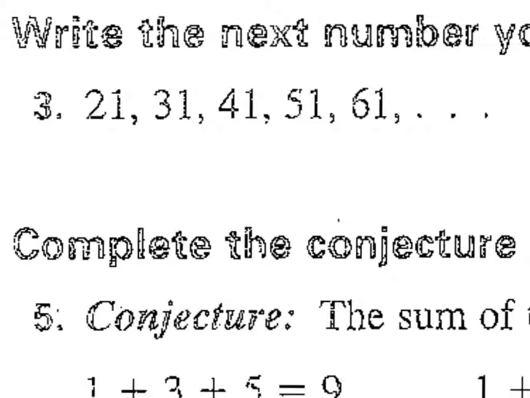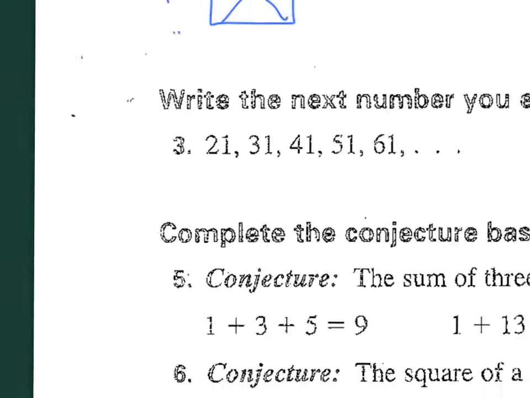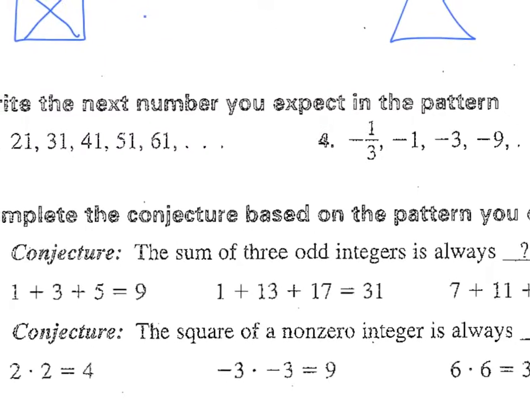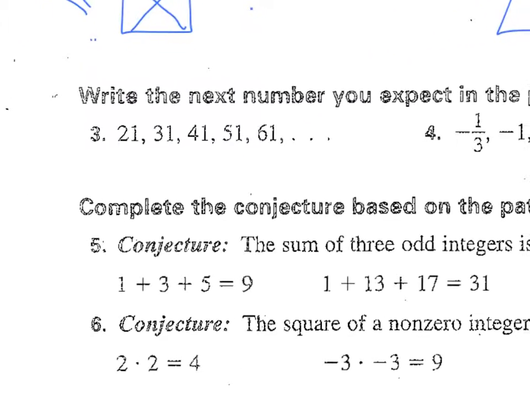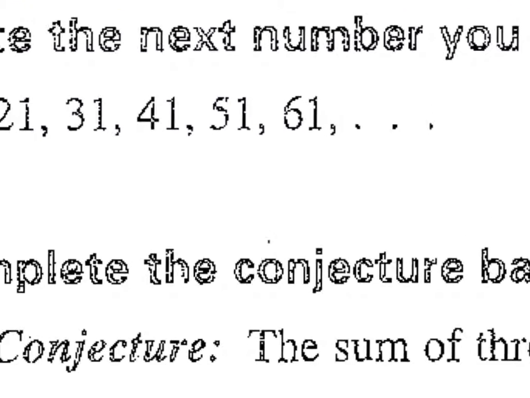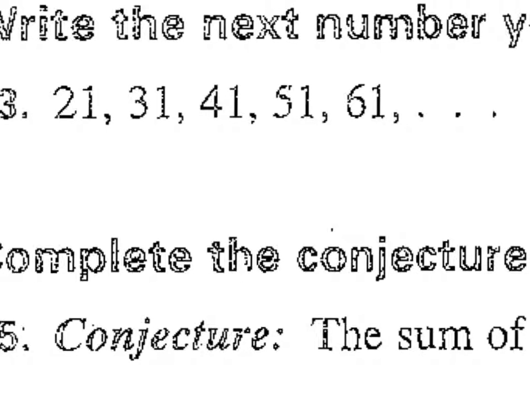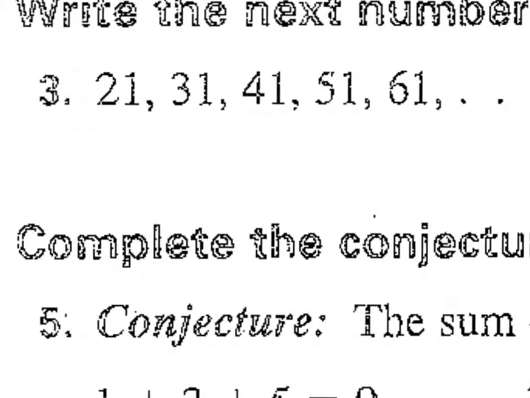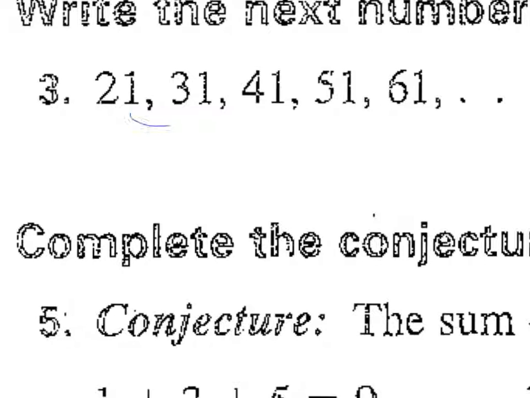In number 3, we need to determine what are the next 2 numbers, or what do you expect to see in the pattern. Write the next number, just one number. Okay? So we start off with 21 to 31, 31 to 41, 41 to 51, and then 51 to 61. Figure out the pattern and then tell me what number comes next.